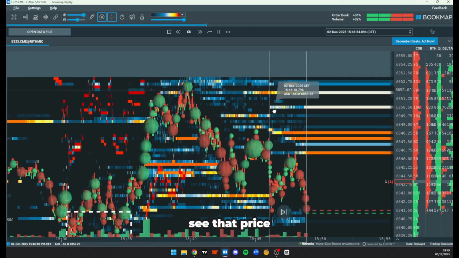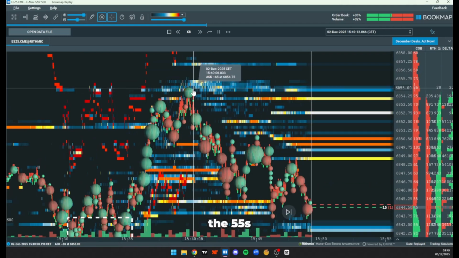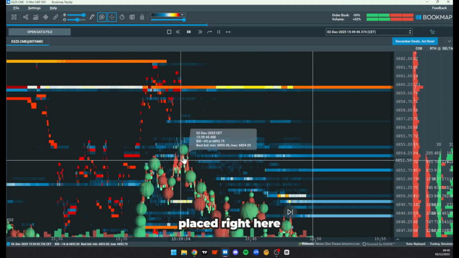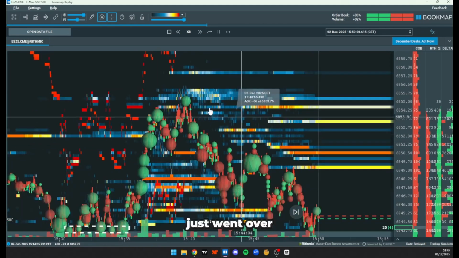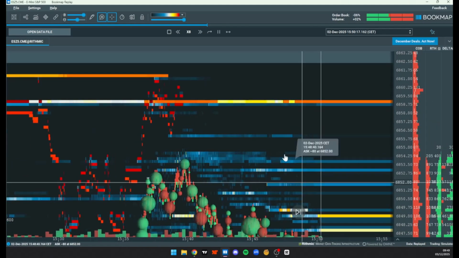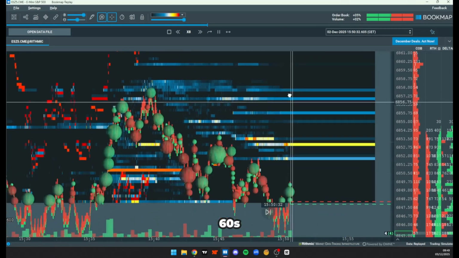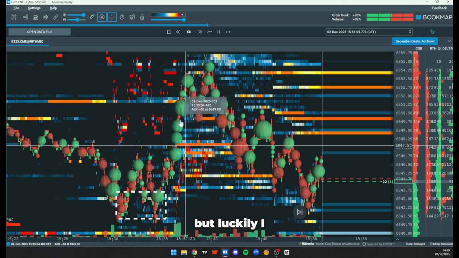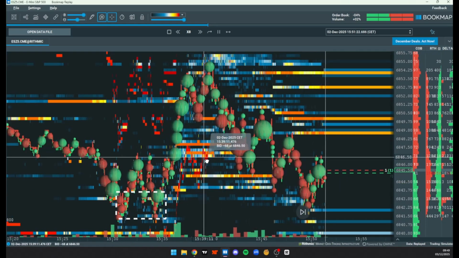So you can see that price went all the way up to the 55s, which was the original offer. This offer was placed right here at the 54s, 55s, and price went over there and then reacted from there, even though this offer has been moved to the 60s. And price obviously just took me out right here, but luckily I took partials along the way.